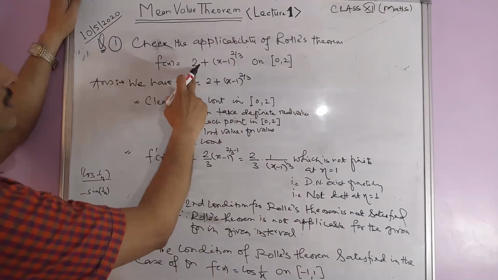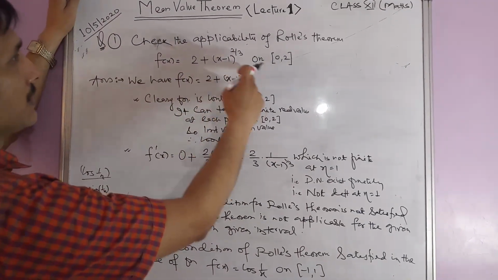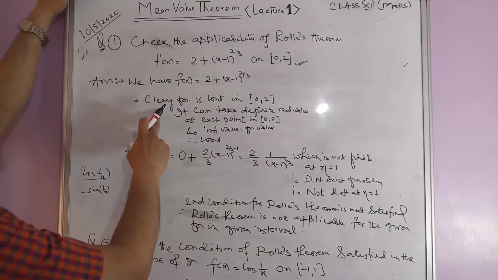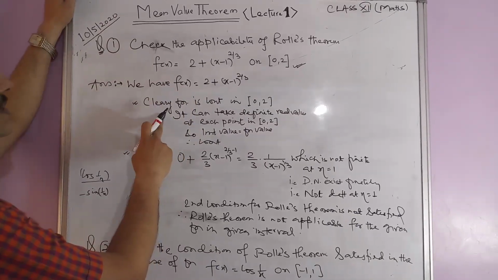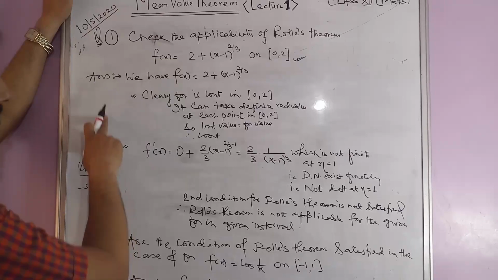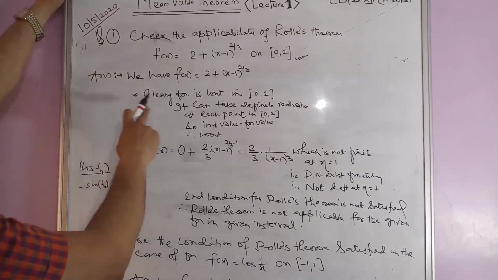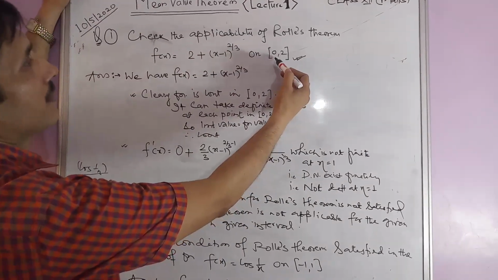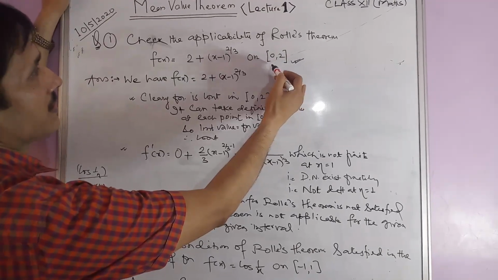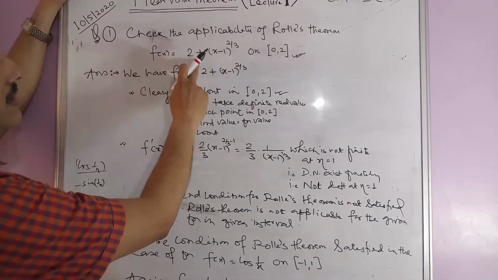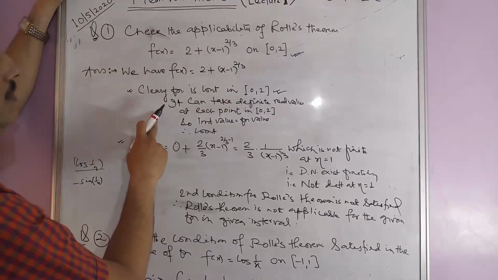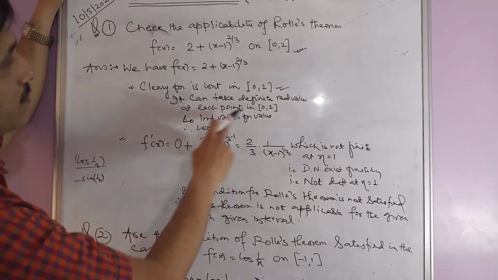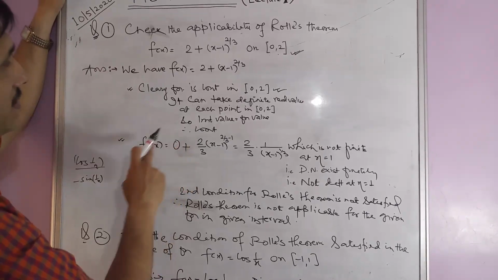The function is f(x) = 2 + (x minus 1) whole to the power 2 by 3 on the closed interval 0 to 2. We have to check the first three conditions: continuity, differentiability, and functional value at the endpoints. Clearly, the function is continuous in the closed interval 0 to 2. For each and every value of x from 0 to 2, f(x) has a definite real value. So the limiting value equals the function value at each point. So the function is continuous.